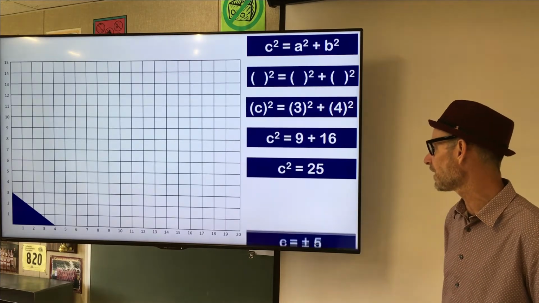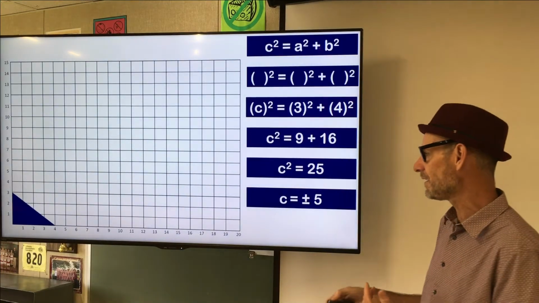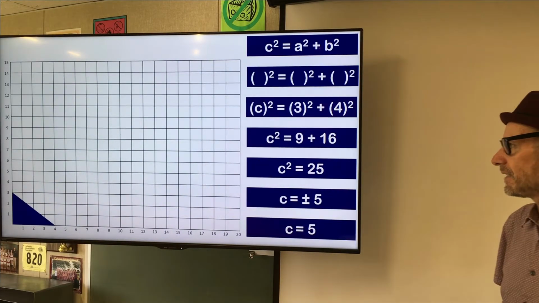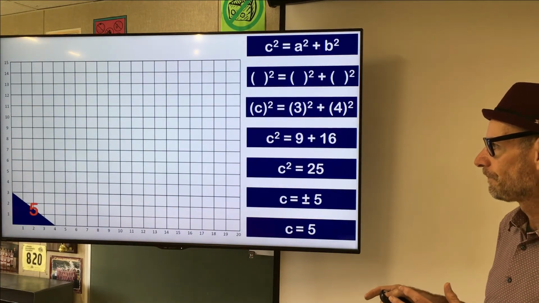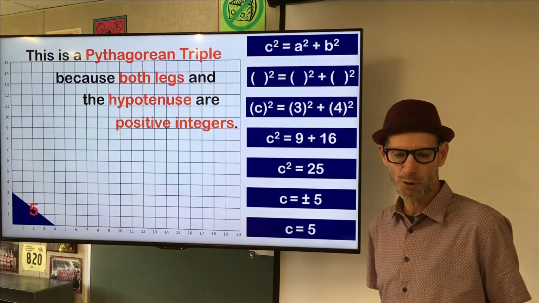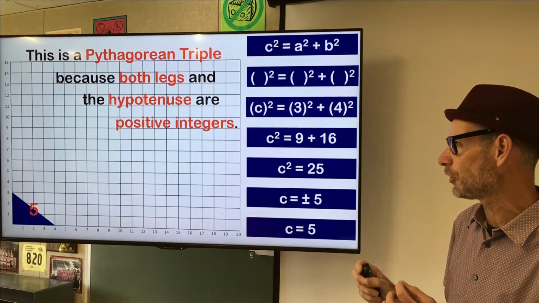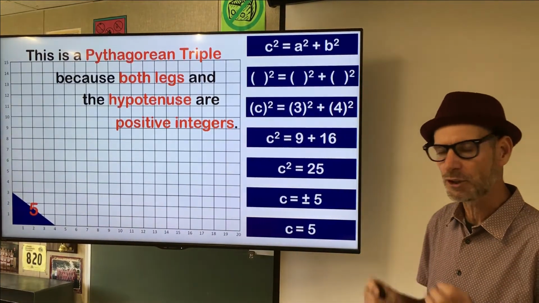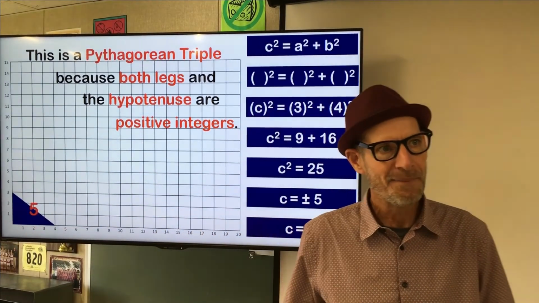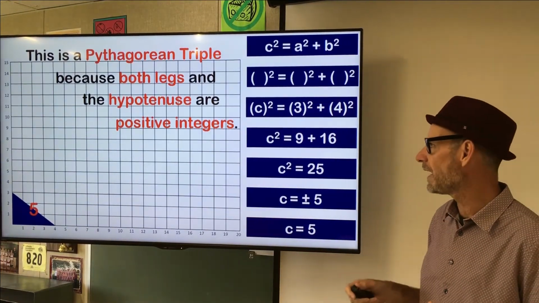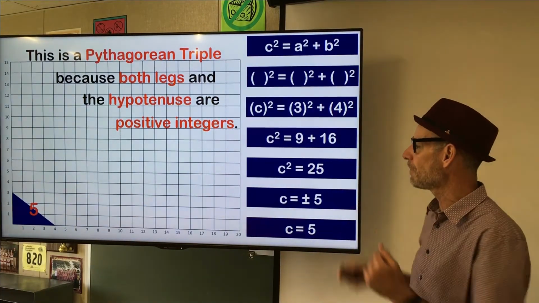Now we need to take the square root of both sides, and we'll have c equals plus or minus 5, because the square root of 25 is 5. Now again, we know we're talking about a distance, so the length of our hypotenuse is positive 5. Now this is called a Pythagorean triple because both of the legs and the hypotenuse are positive integers. There's no square roots, there's no decimals, there's no fractions. This side is 3, this side is 4, and this side is 5. That's a special case. And this is a way to solve many Pythagorean theorem questions without having to actually use the Pythagorean theorem.